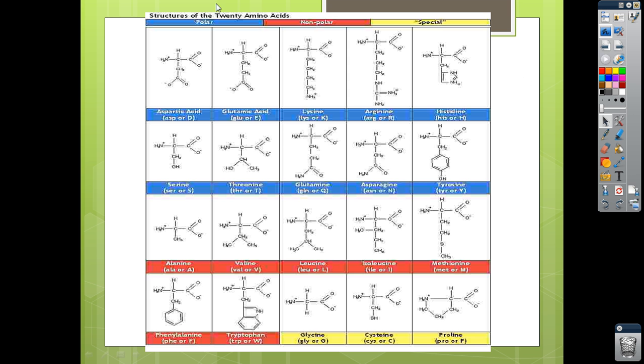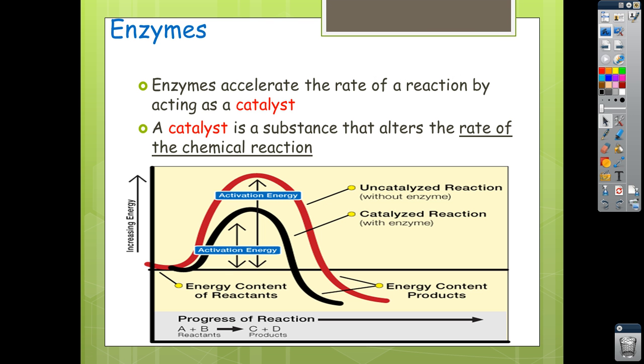This is a chart here to show your 20 amino acids, just so that you would be able to see what they look like. You don't really need to know this exactly for the test. I just thought I'd provide it for you.